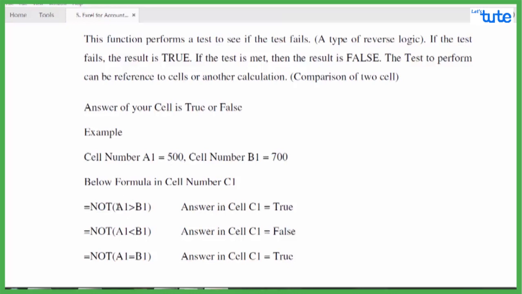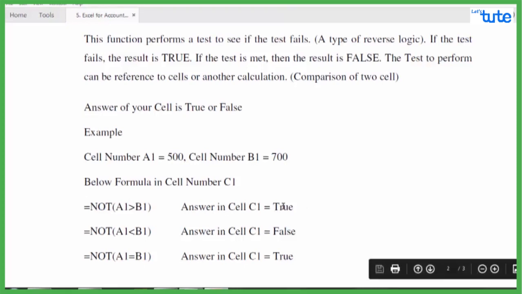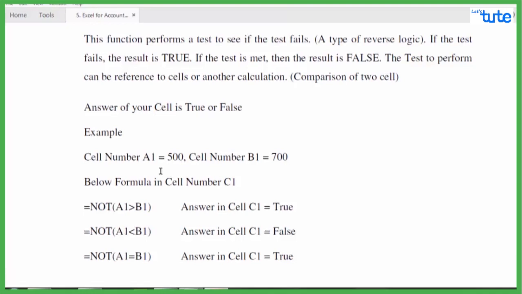A1 is 500, B1 is 700. Is it true? No, it is false. This condition is false, then your answer is the opposite, that is true. The NOT command always gives the opposite answer. Clear? Now second example, NOT bracket open A1 less than or equal to B1.